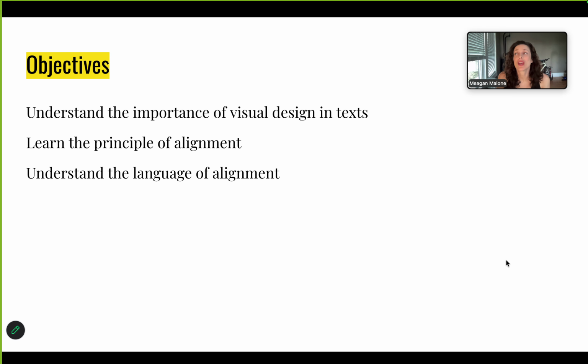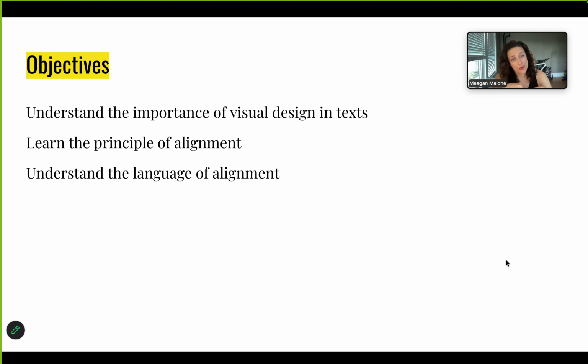We're going to get started learning about some of the principles, concepts, and ideas that will guide your work in project 3. So project 3 is going to be about visual design. The objective for this video is for you to start understanding the importance of visual design and text, and see philosophically where we're headed and why we're doing this in a composition course.